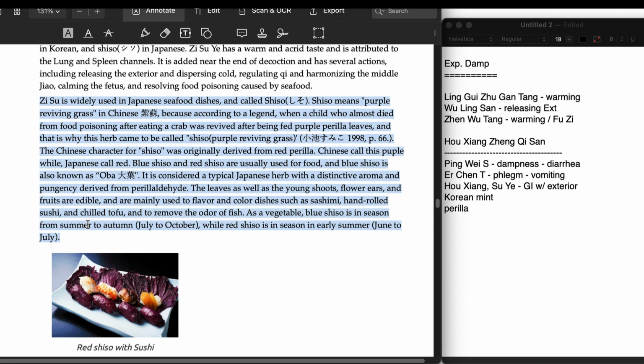大葉 (shiso). It is considered a typical Japanese herb with a distinctive aroma and pungency derived from perillaldehyde. The leaves as well as the young shoots, or ears, and fruits are edible, and are mainly used to flavor and color dishes such as sashimi, hand-rolled sushi, and chilled tofu, and to remove the odor of fish. As a vegetable, blue shiso is in season from summer to autumn, July to October, while red shiso is in season in early summer, June to July.